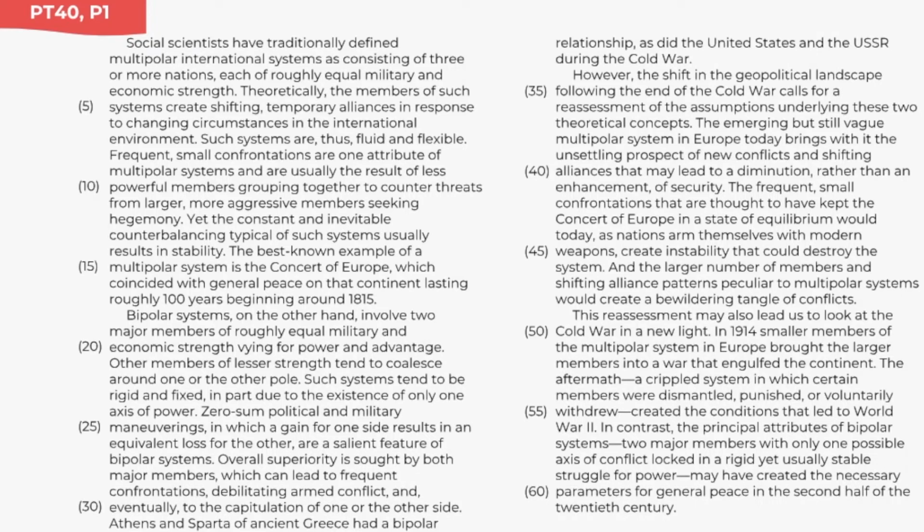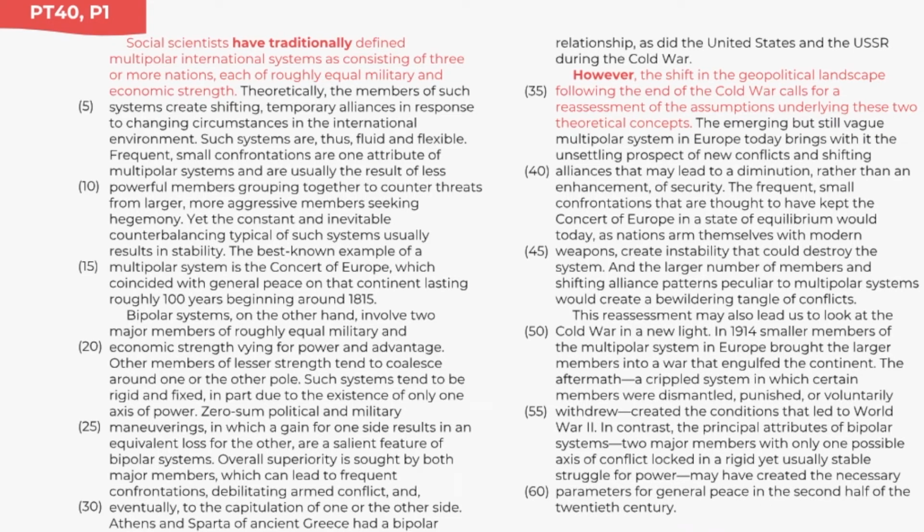So in this passage, we're essentially given two different views. In the first paragraph, it introduces the first view, which is the traditional view. And that traditional view defines both multipolar and bipolar systems, which is the discussion presented in the first and second paragraphs. In that third paragraph, we get a pivot word that allows us to see that we're moving away from the opposing point and towards the author's point, which is the word however.